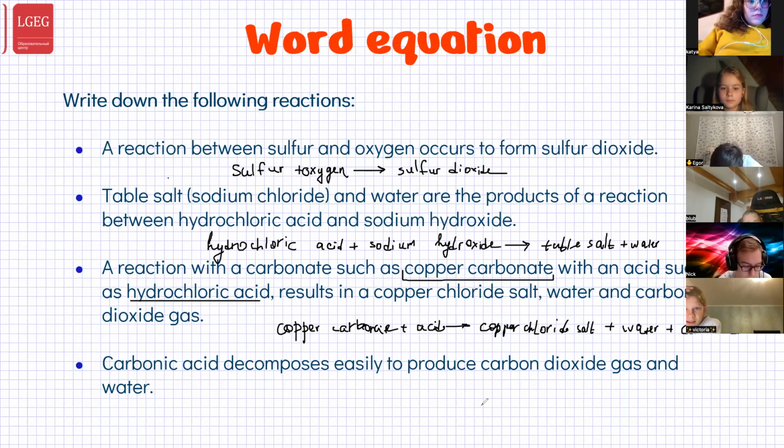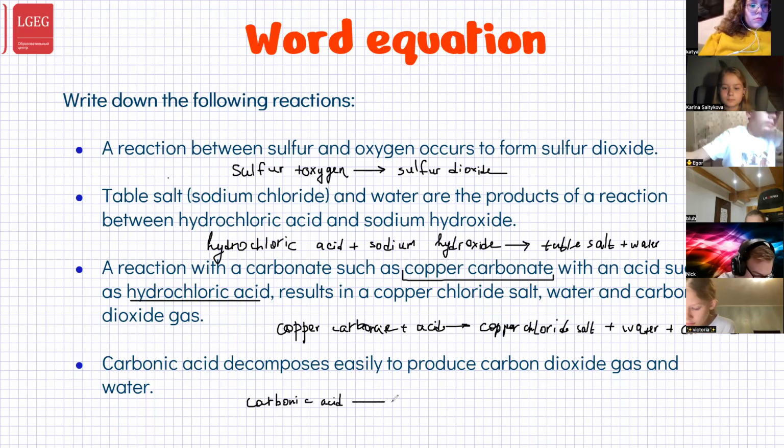Carbonic acid decomposes easily to produce carbon dioxide gas and water. Good job. What is the reactant here? What do we have in the beginning of the process? Carbonic acid. Good job. It does not react with anything. It just decomposes to create what? What are our products?